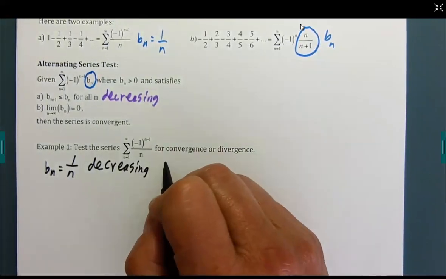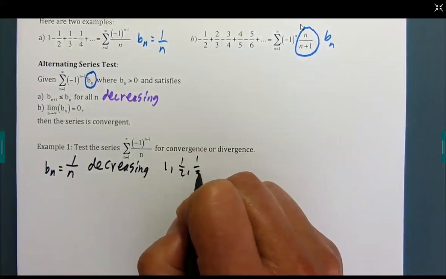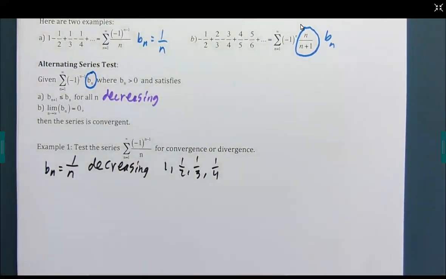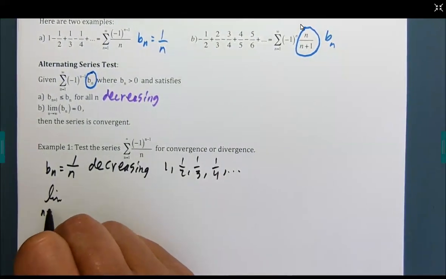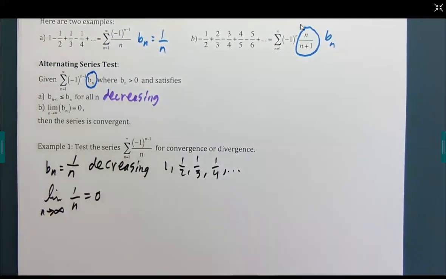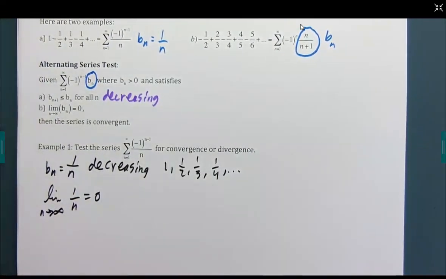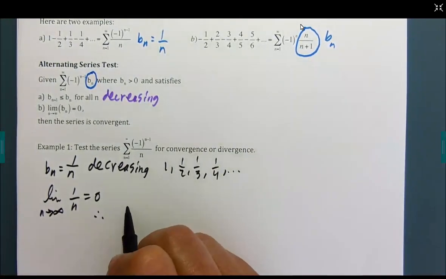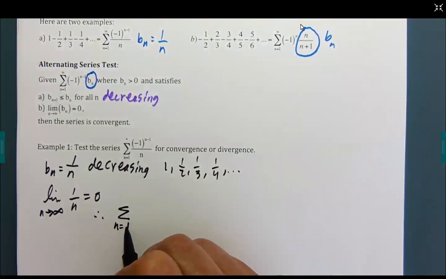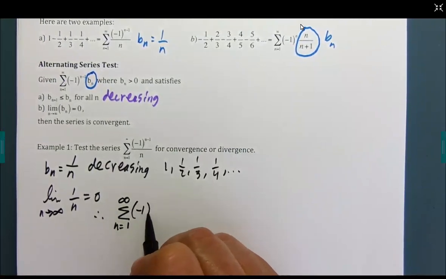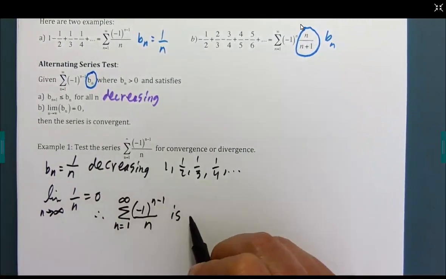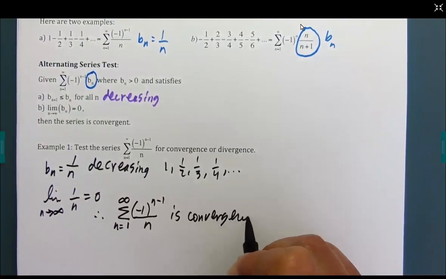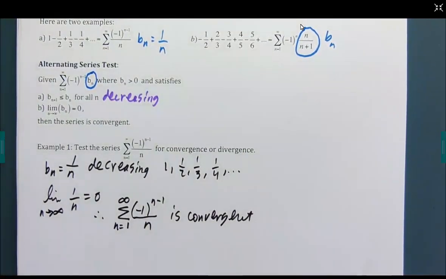And we could even write some of them out. So 1 and then 1/2, 1/3, and you can see it's getting smaller and smaller. So it's decreasing. All of these terms are positive, and the limit as n goes to infinity of 1/n equals 0. So we've checked all the boxes. Very straightforward, very simple. Therefore, the conclusion is the series of (-1)^n/n is convergent. Let's do a few more examples.